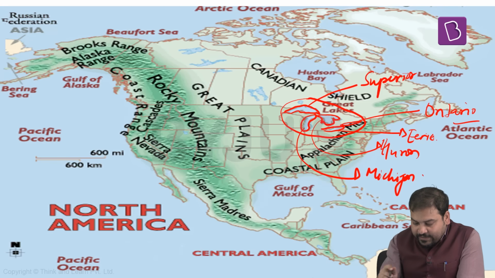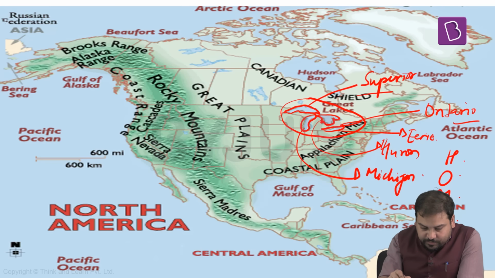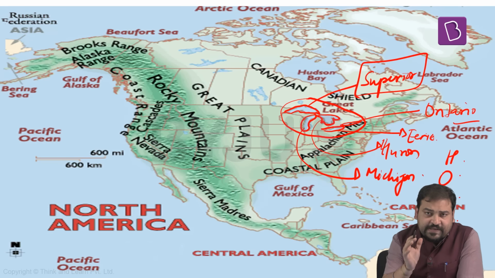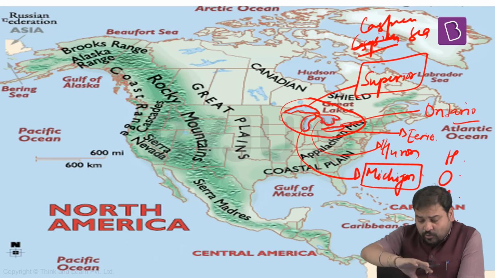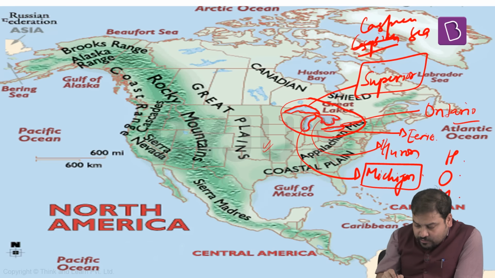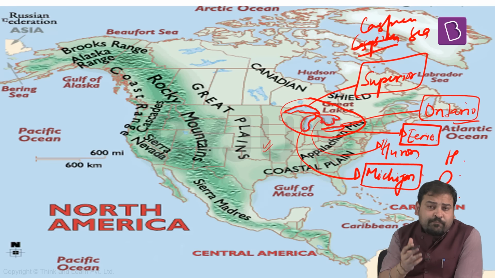5 lakes. If you have to remember them, you can remember H for Huron, O for Ontario, M for Michigan, E for Erie, and S for Superior. Now understand, Lake Superior is the second largest lake in the world after the Caspian Sea. The second lake, Lake Michigan, is the only lake out of all these 5 lakes that is entirely within the USA. Lake Ontario is the smallest of all the 5 lakes. Lake Erie is a lake on which important towns like Denver, Buffalo are located.